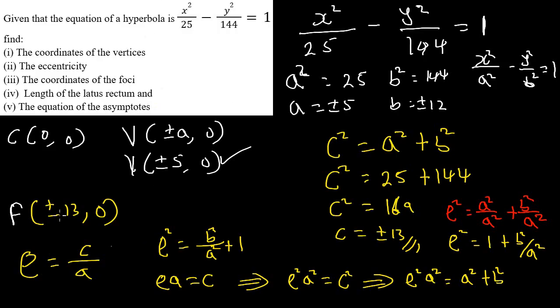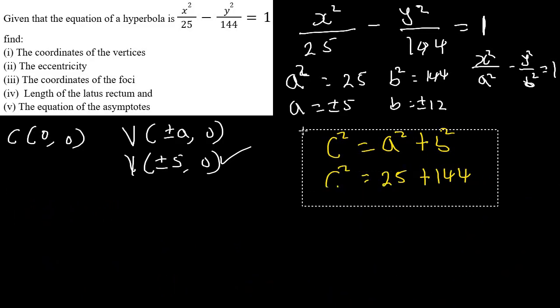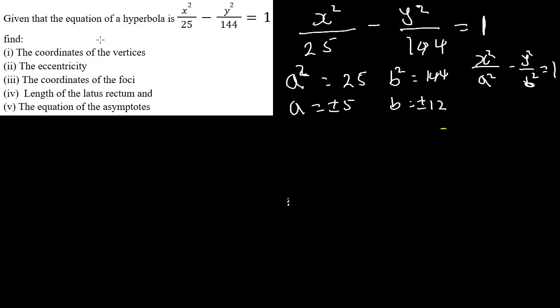So now, our c is 13 and a is 5. Eccentricity will be 13 over 5. Simple as that. So now we have gotten the coordinates of the vertices, the eccentricity, and the coordinates of the foci, and now we need the length of the latus rectum. We actually need the value of c. I'm just going to put that somewhere. c is equal to plus or minus 13.